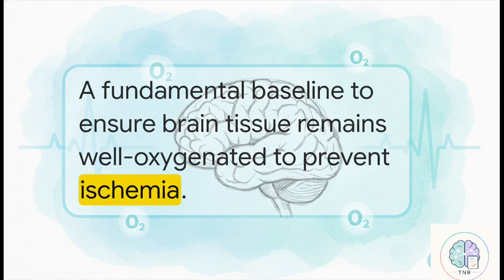Parameter 4 is arterial oxygen tension. So while CO2 acts as your lever for controlling volume, O2 tension is your fundamental baseline. You have to meticulously maintain this to make absolutely sure the brain tissue remains well oxygenated. This continuous monitoring is what prevents ischemia throughout the entire delicate procedure.